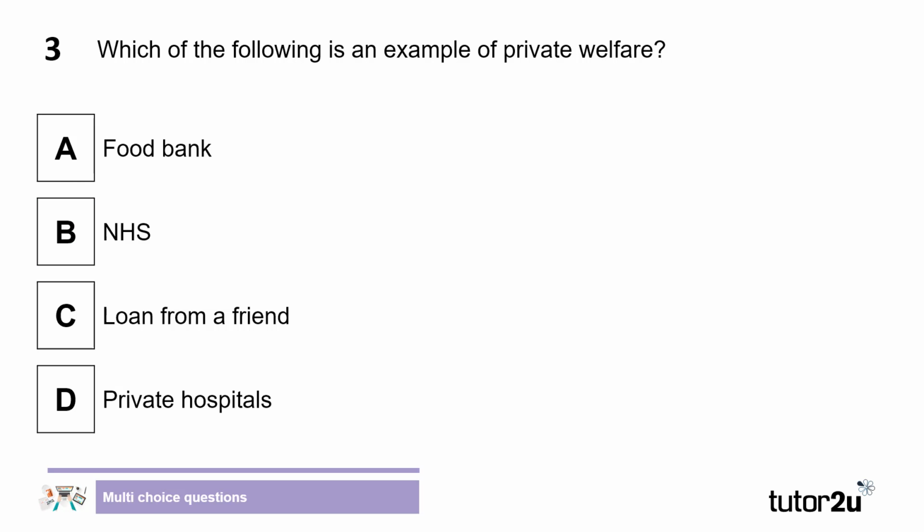Question number 3. Which of the following is an example of private welfare? Is it A, a food bank, B, the NHS, C, loan from a friend, or D, private hospitals? And the answer is, of course, private hospitals. Food bank is an example of voluntary welfare, NHS, state welfare, loan from a friend, informal welfare, and private hospitals would be a sign of private welfare.